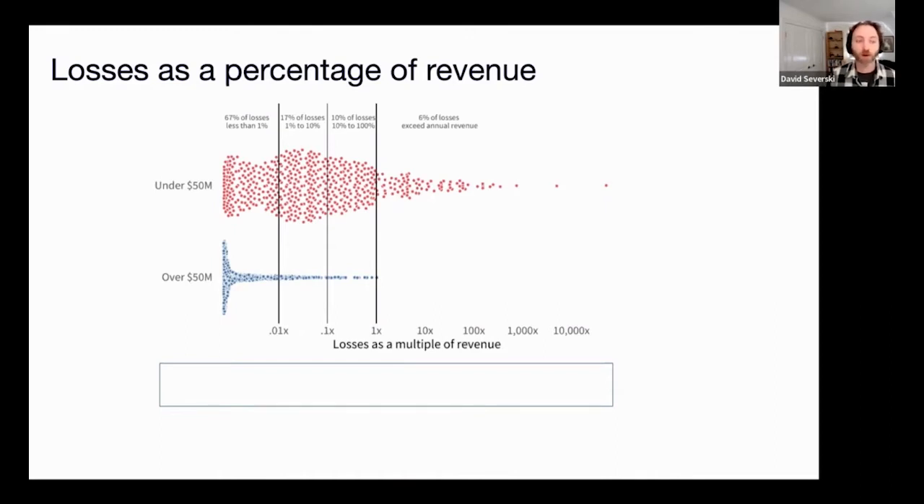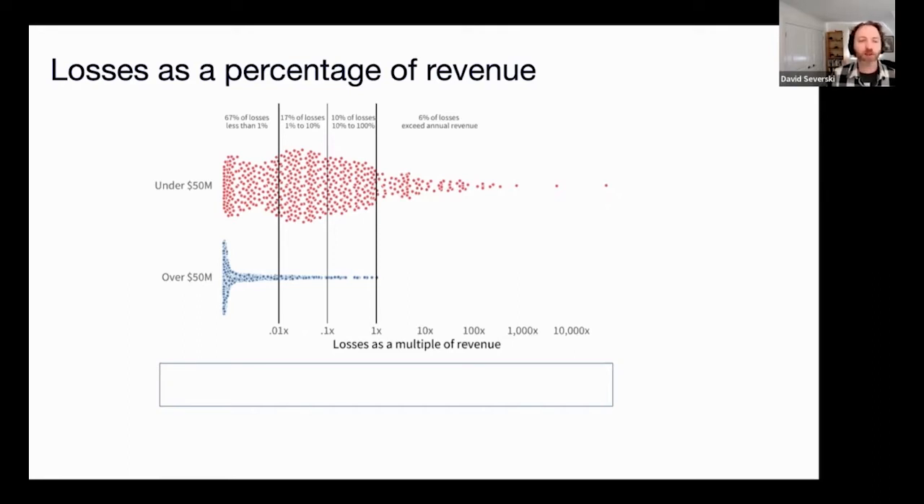The blue dots are ones that are experienced by firms that are 50 million or more in revenue. The first thing you might see here on the left side is that almost 2/3 of the losses are less than 1% of annual revenue. And so your first takeaway may be, well, maybe this problem isn't so bad.